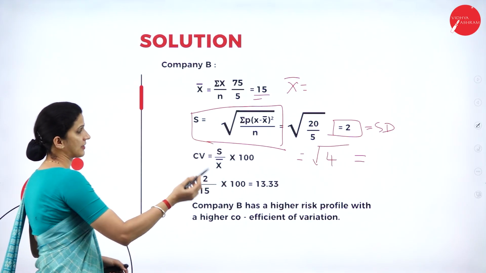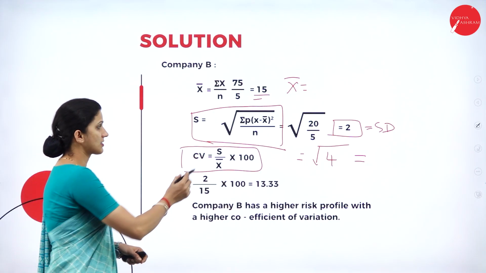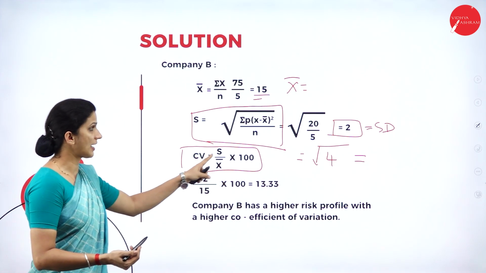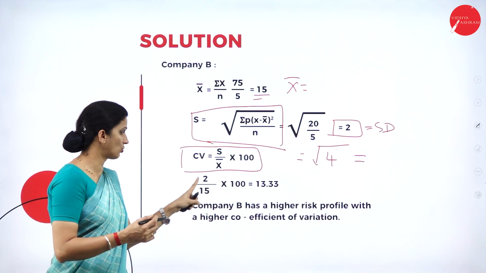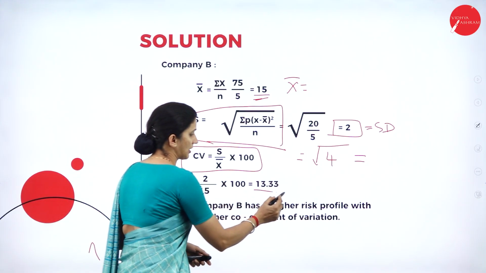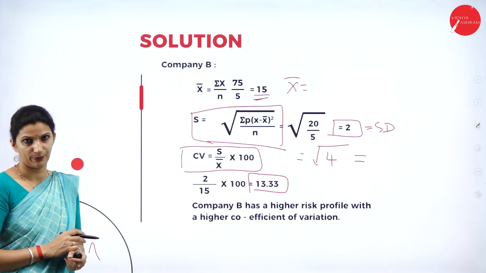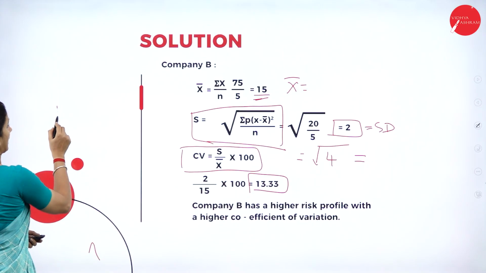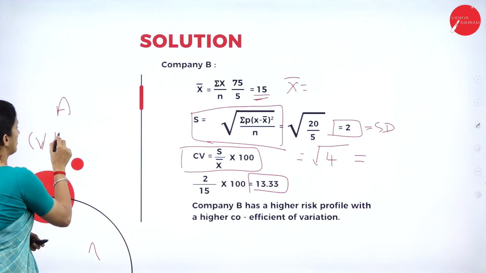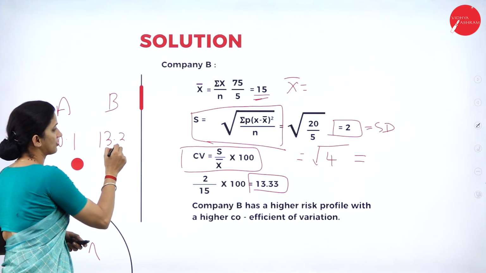Now, using the same standard deviation, we'll find the CV. That is S, your standard deviation, divided by x bar into 100. Your standard deviation we found is 2, divided by your x bar, which is 15, into 100. So your CV of company B is 13.33. Now you have company A, whose CV we saw is 10.1, and company B is 13.33.